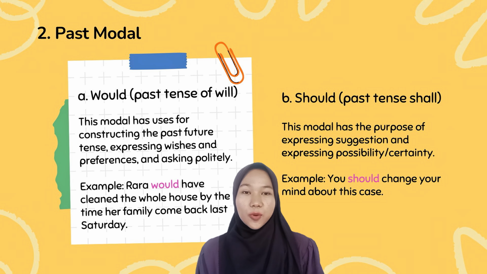Let's discuss past modals. There are four modals in past modals. Let's start with would and should. Would, past tense of will. The modal would is used to construct the past future tense, express wishes and preferences, and make polite requests. It is often used to talk about something that was planned or expected to happen in the past. For example, Rara would have cleaned the whole house by the time her family came back last Saturday.